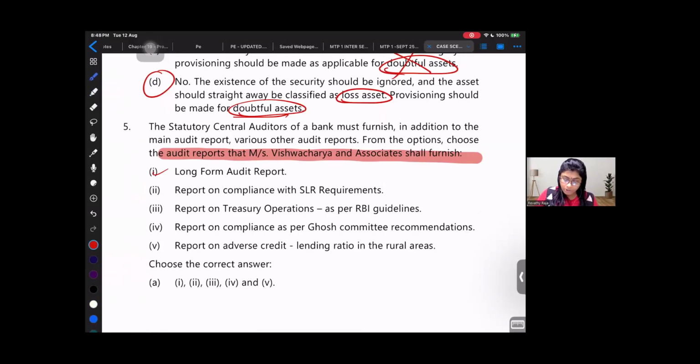Long form report, report on compliance of SLR, statutory liquidity ratio, treasury operation, compliance of Ghosh committee, adverse credit deposit ratio in rural area. Which all reports do you have to furnish? Options 1, 2, 3, 4, or 1 and 2? Please. Those who have knowledge of the bank audit, fraud reporting is there. For a nationalized bank, separate reporting is there.